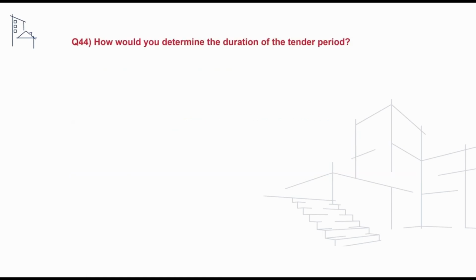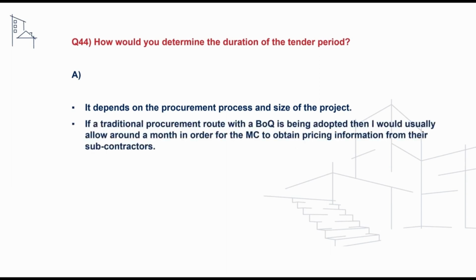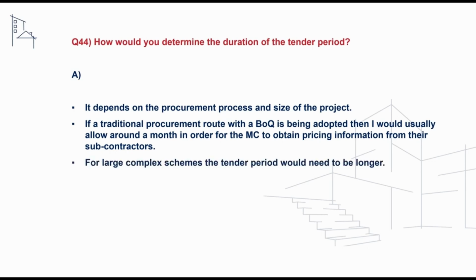The next question we'll take a look at is how would you determine the duration of the tender period? And to address this, we can say that this would depend on the procurement process and size of the project. For example, if a traditional procurement route with a bill of quantities is being adopted, then I would usually allow for around a month in order for the main contractor to obtain pricing information from their subcontractors. For large, complex schemes, the tender period would need to be longer.